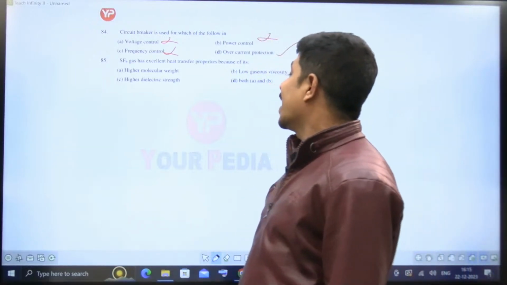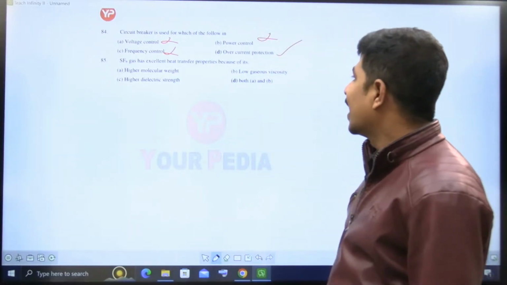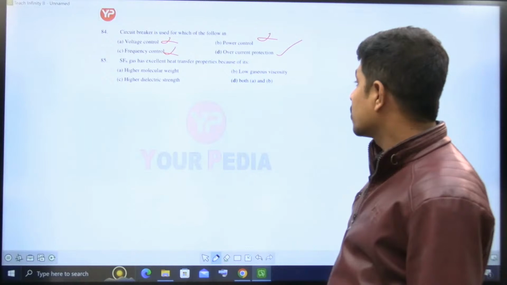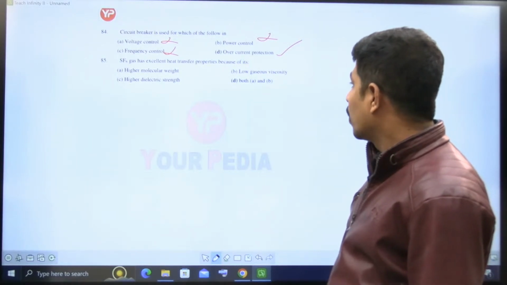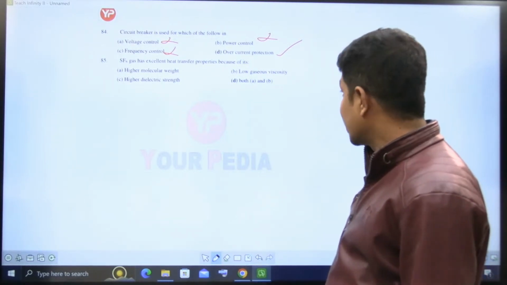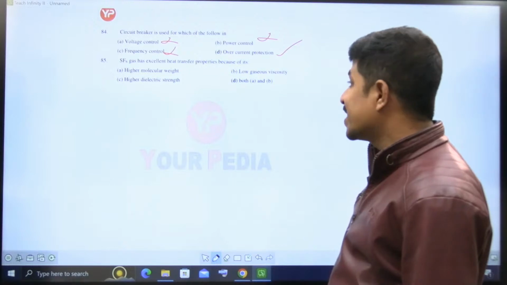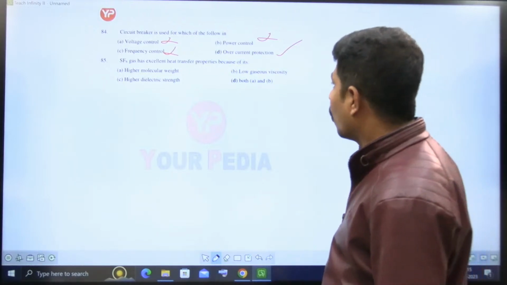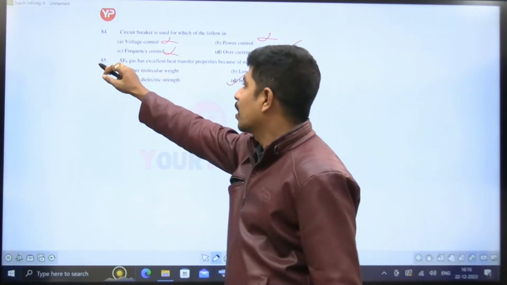Right. Next, SF6 gas has excellent heat transfer properties because of its high molecular weight. Yes, its molecular weight is high, and a low gaseous viscosity. Yes, high dielectric strength. No, A and B are correct. A and B are correct.